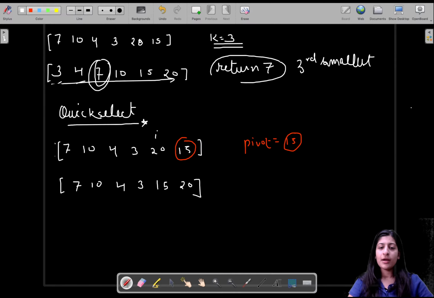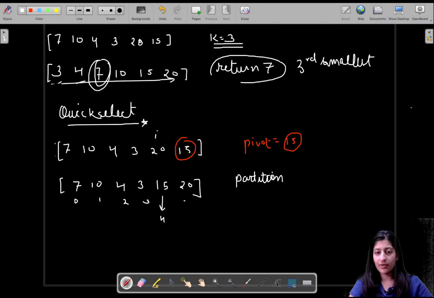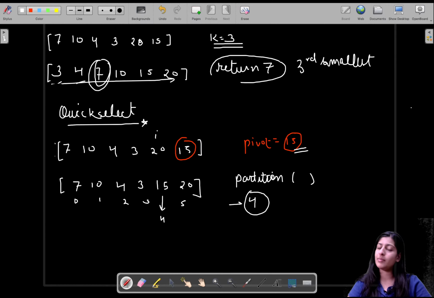Right? Okay. Now tell me one thing. Our partition function is going to return us which index? 0, 1, 2, 3, 4 and 5. So partition function is always going to return you the index at where your pivot element is present. So you chose 15 as your pivot element. After just bringing it to its right position in your array, you will return 4, right? That is the index where your pivot element is present.